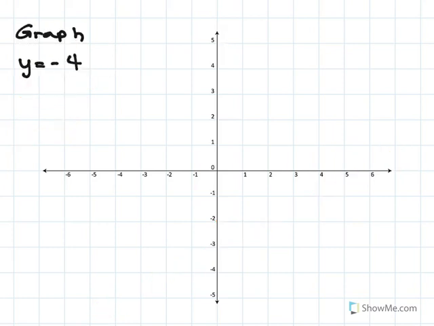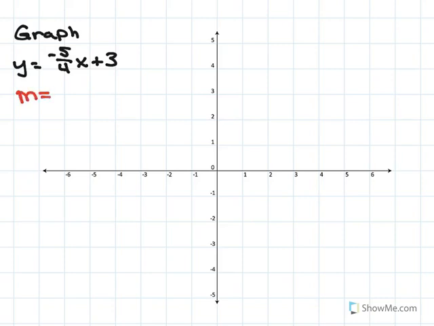So let's try another one. Oops, sorry, went too fast there. So for the next one, we have m, the number in front of x, so that's going to be -5/4. Now since it's negative, we're going to be moving down 5 to the right 4. The next piece of information that we need is the y-intercept, the b, and that's going to be the constant, the number that's all by itself. So +3.